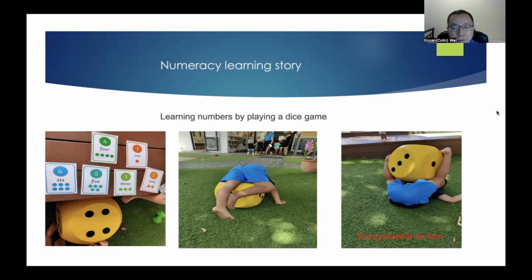When I asked him to count the number of dots, which he did, he said 1, 2, 3, 4. And when I asked him to point to the flashcard number, he couldn't do it. So I had to teach him how to count the numbers in the flashcard and then match the number of the dice.